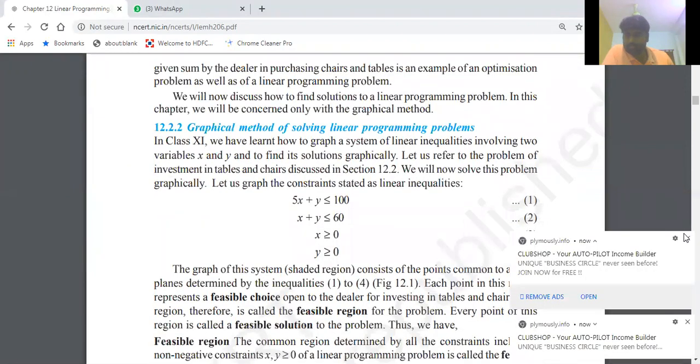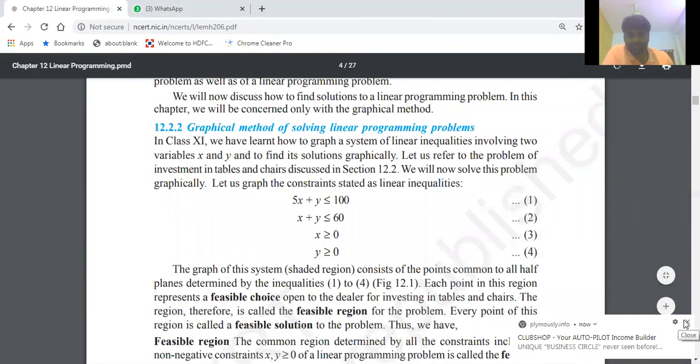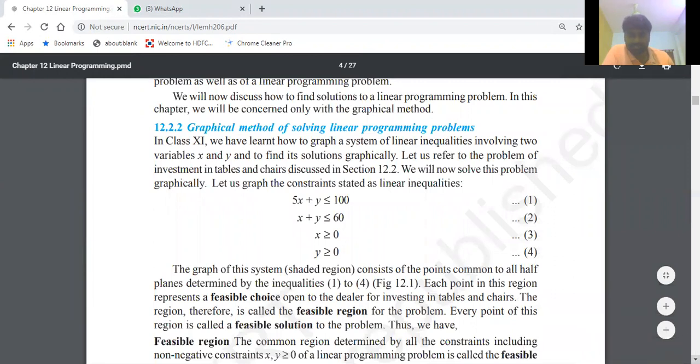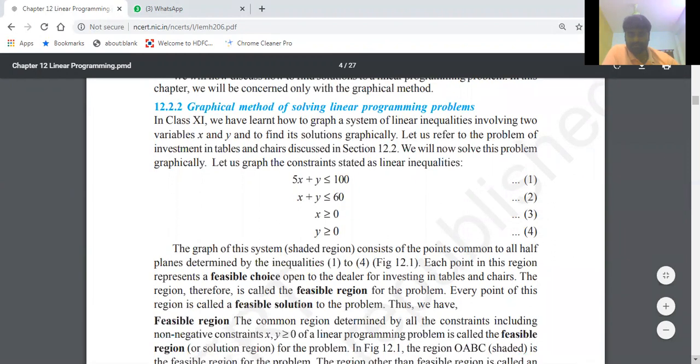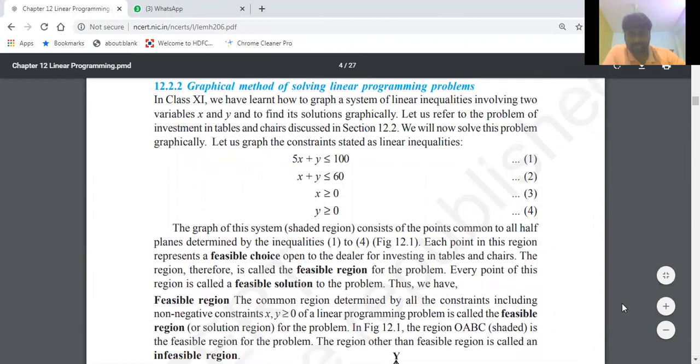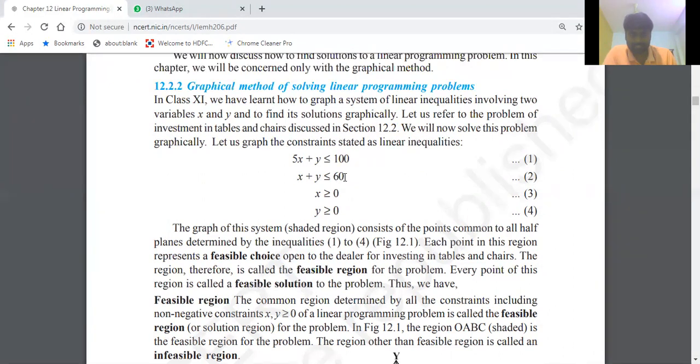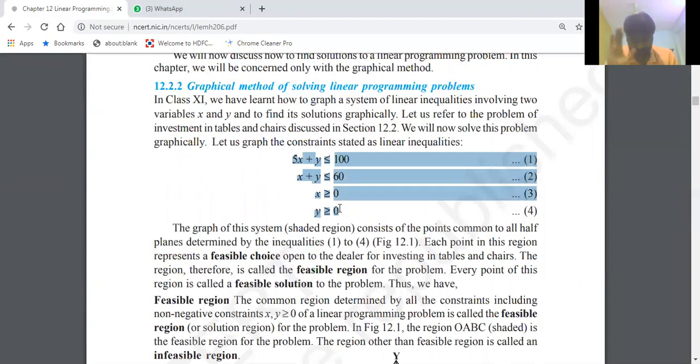So let us move on to solving the problem. Don't feel bored, we are going to enter into the climax. So we are going to solve this system of inequalities. First, 5x plus y less than or equal to 100. From where to get the total spending 50,000. So x plus y less than or equal to 60, x greater than or equal to 0, y greater than or equal to 0. So this is formulating the given data. Second step is over.